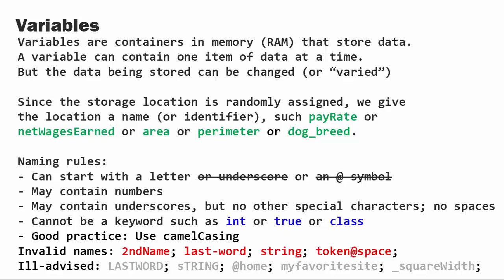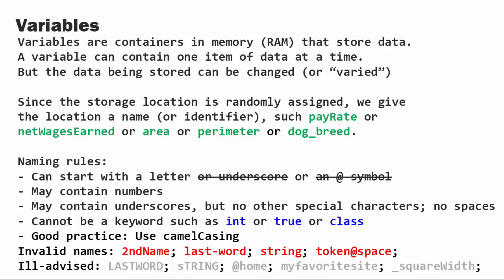Variables are containers created in random access memory by code that stores a unit of information or data. A variable can contain one item at any given time, but that data can be changed over time or varied, thus the name variables.